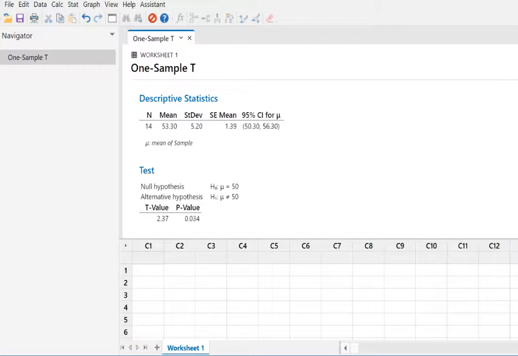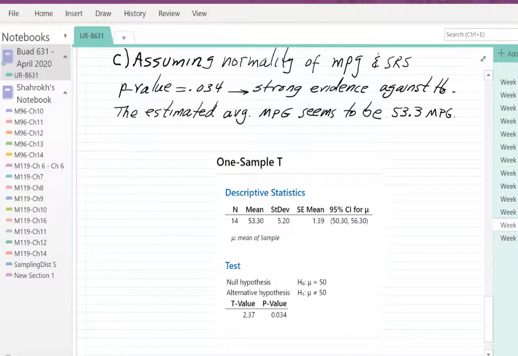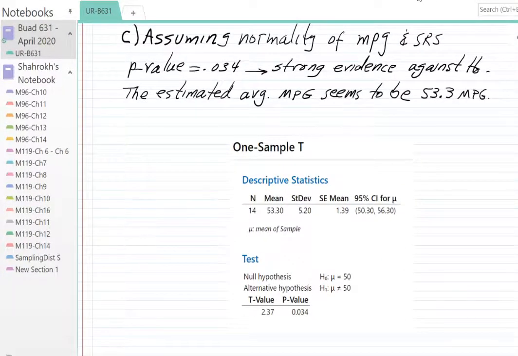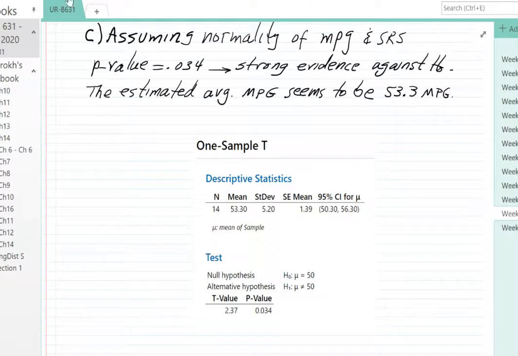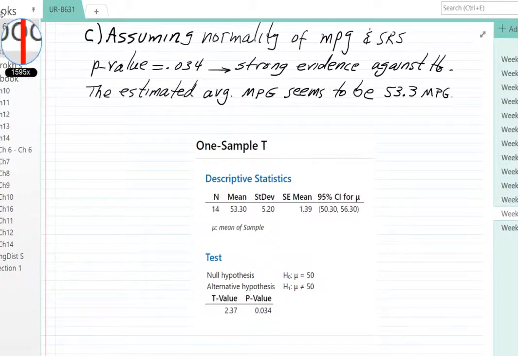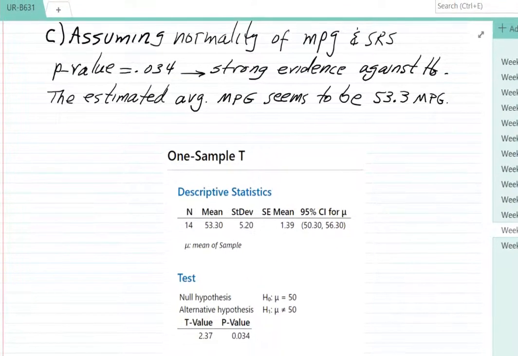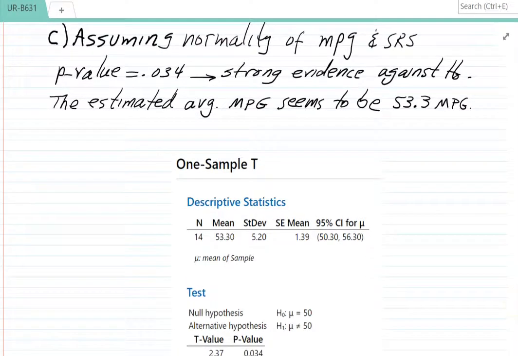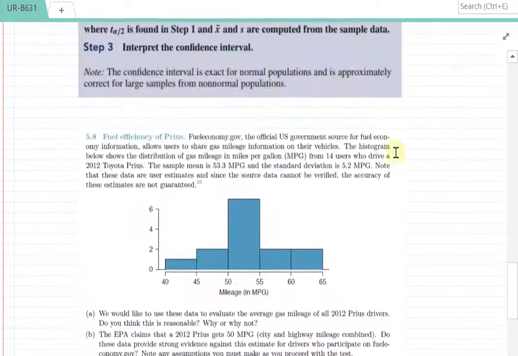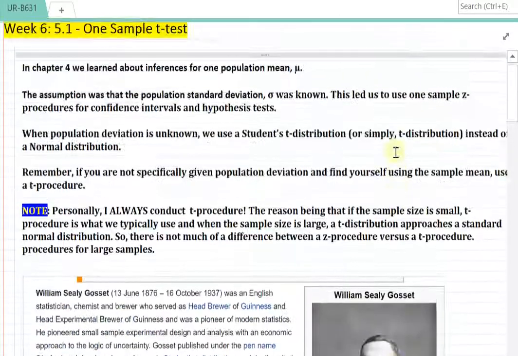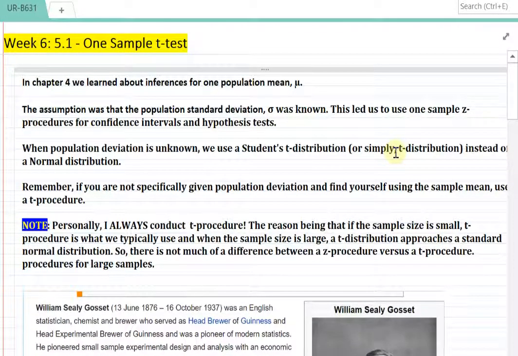And let me go back to my note. Anyways, so we're through with this video, and hopefully it was easy to follow for you. Nothing too complicated. Let me just go back up just to make sure. Yeah, so that's all we were going to do in this section. So in section 5.1, we just did a one sample t-test.